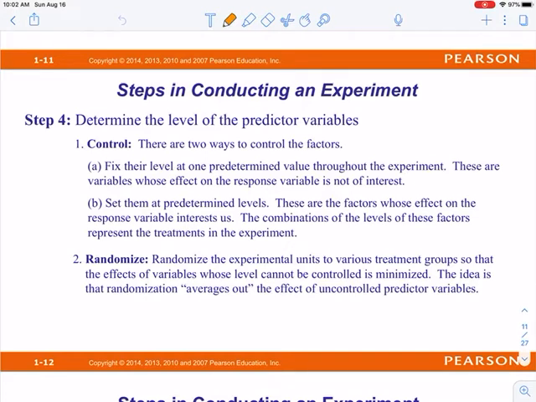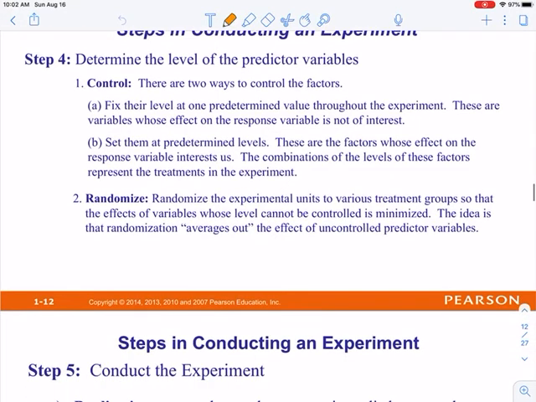So for number 1, the control, there are 2 ways to control the factors. First, you can fix their level at one predetermined value throughout the experiment. These are variables whose effect on the response variable is not of interest. Or second, you can set them at predetermined levels, and these are factors whose effect on the response variable interests us. The combination of the levels of these factors represents the treatments in the experiment.